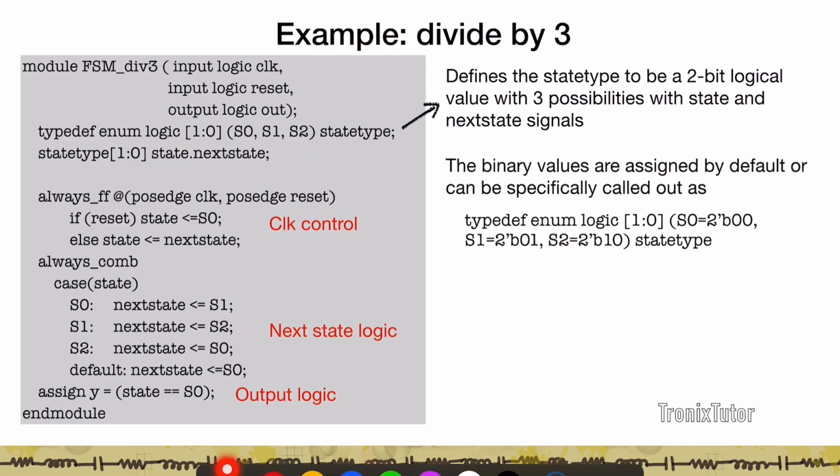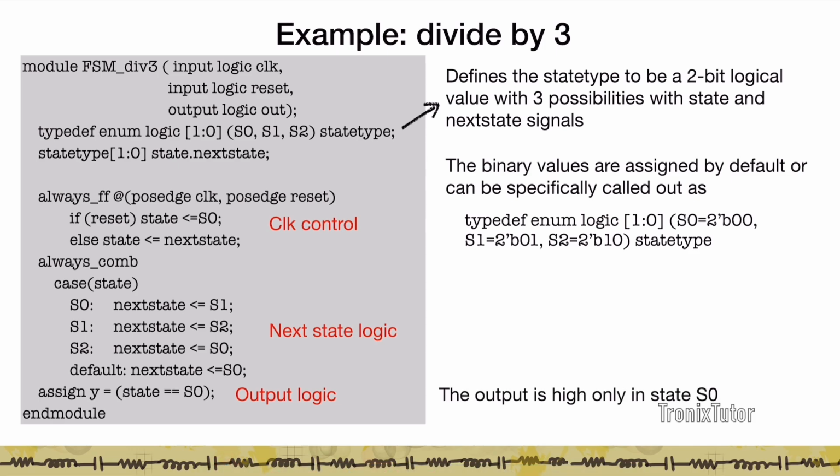If you want to be specific, if you want to change the way it's assigned, you can also call out the specific assignment. So this statement here, I can write it very clearly as typedef enum logic of 1:0, and I'll call out S0 to be 00, S1 to be 01, and S2 to be 10. So I can do this specifically, but what the statement is doing is by default assigning it in this fashion, right? And then finally the output is high when the state is 0. Okay? So I hope you've gotten an idea as to how to code up sequential logic in this case.